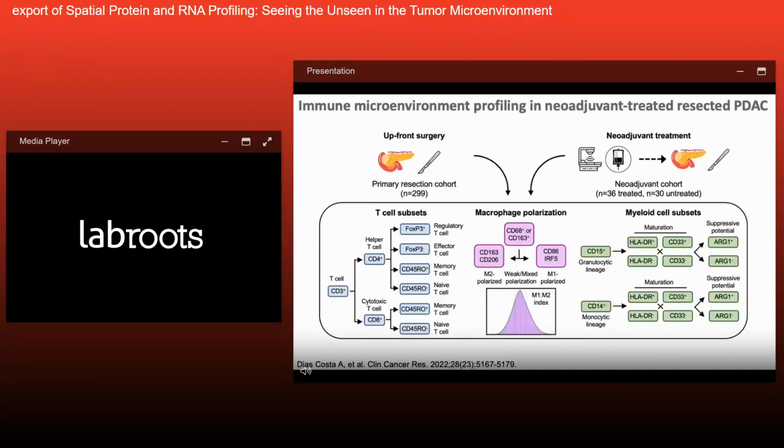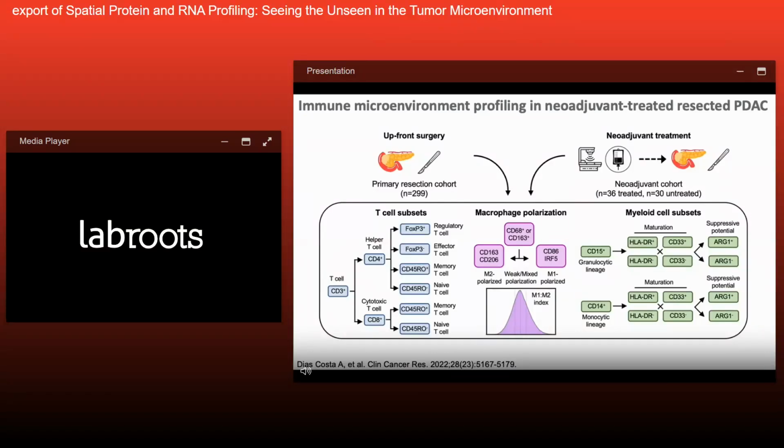More recently, patients with pancreatic cancer are typically treated with neoadjuvant chemotherapy and radiation prior to having their tumor resected. So what we really wanted to know was how this therapy is changing the immune microenvironment in pancreatic cancer. And to do this, one of the other postdocs in my lab conducted a study where she assembled cohorts of patients that had upfront surgery and also patients that got neoadjuvant therapy.